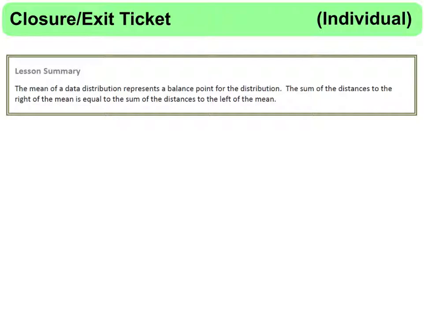So in closing, our lesson summary: the mean of a data distribution represents a balance point for the distribution. The sum of the distances to the right of the mean is equal to the sum of the distances to the left of the mean. And we saw that when we worked with the ruler and the 3 quarters taped to the ruler.